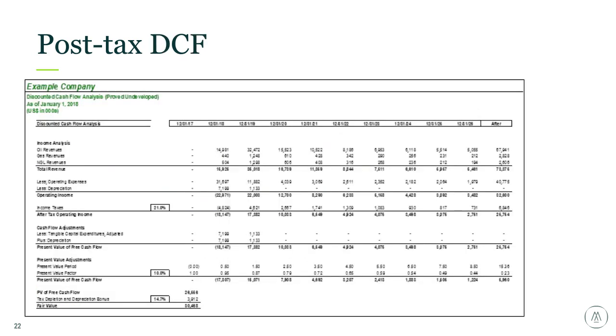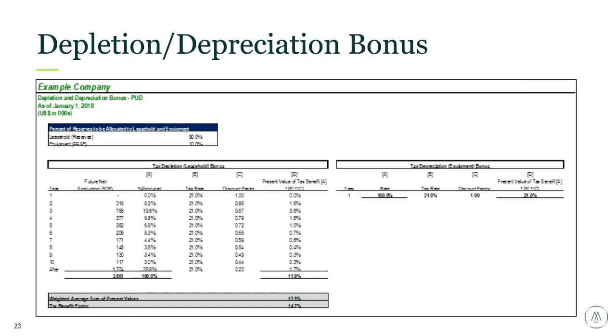So running the cash flow post-tax, which we do for federal tax purposes, we include the depreciation, depletion, and the amortization effect on reserves. And in this case, it's around $30 million. This includes a depreciation bonus of about 15%. And the depreciation bonus is per Section 611 of the IRC code.